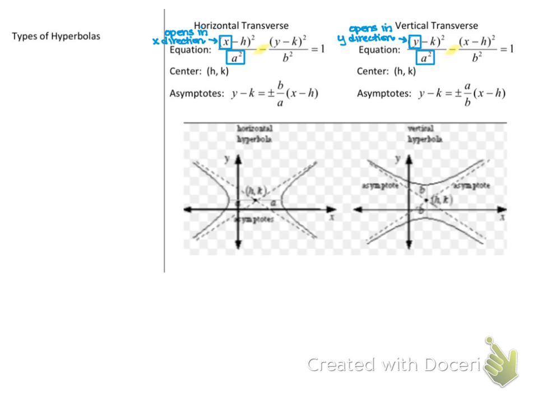The center is still the same. That's not going to change. It's still (h, k). Remember that h is associated with x and k is associated with y. So pay attention to which number is with which variable.